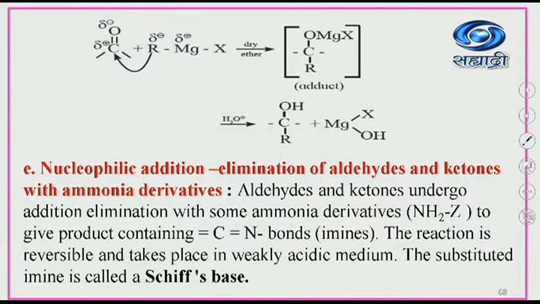Then, nucleophilic addition-elimination of aldehydes and ketones with ammonia derivatives. Aldehydes and ketones undergo addition-elimination with some ammonia derivatives, that is NH2 bond Z, to give products containing carbon double bond N bond, that is, the imines. The reaction is reversible and takes place in weakly acidic medium. The substituted imine is called a Schiff base.